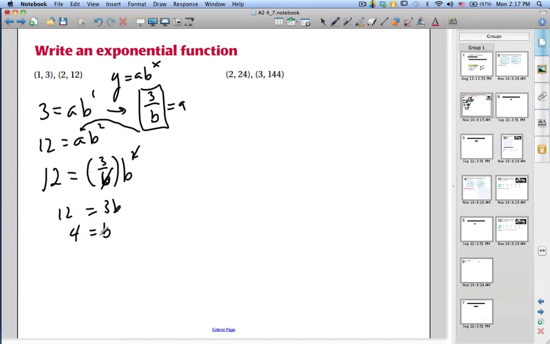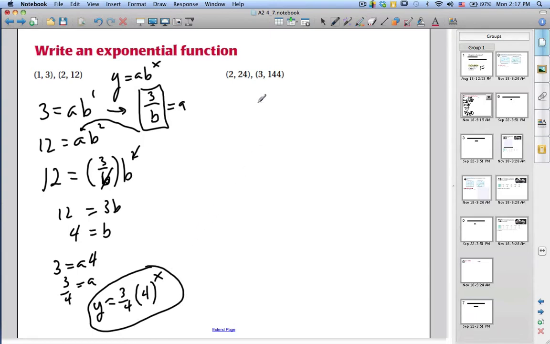If I take this value of b and plug it back into the original equation, 3 would be equal to a times b to the first power, and b to the first power would be 4. Now I can solve: a is equal to 3 divided by 4. So my equation now is y is equal to a, which is 3/4, times b, which is 4, to the x power.